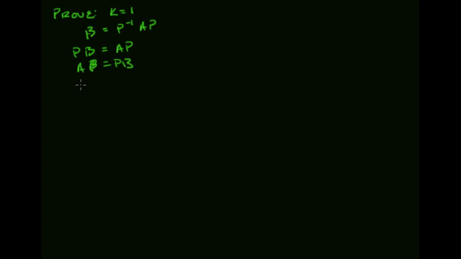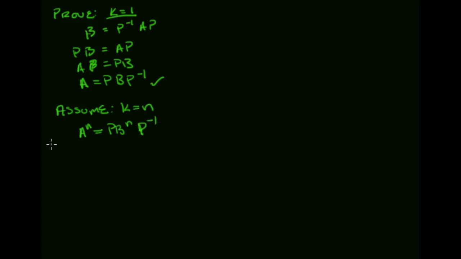Which means that if I take the inverse of P on both sides, I get A is equal to P times B times P inverse, which means that I am good for K equals 1. So the next thing I'm going to do is assume that it's true for K equal to some number n. So we're going to assume that A to the n is equal to P times B to the n times P inverse.